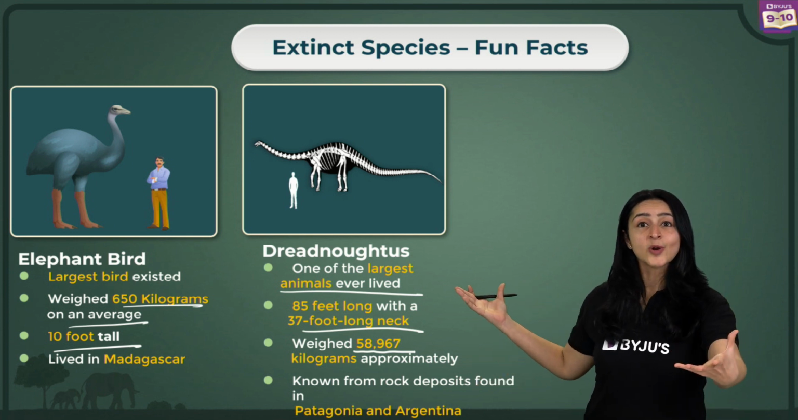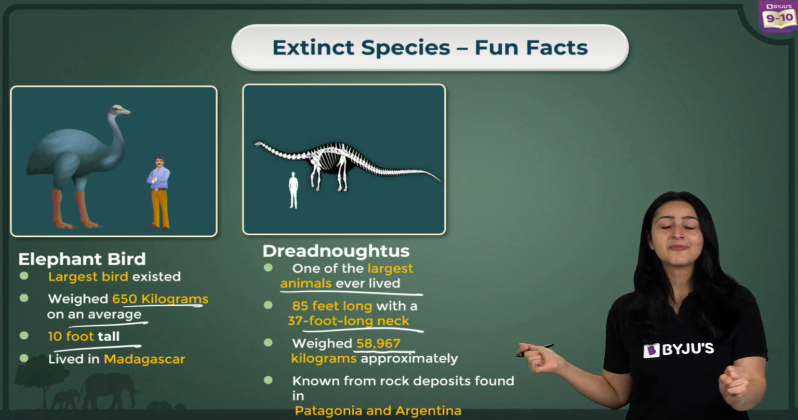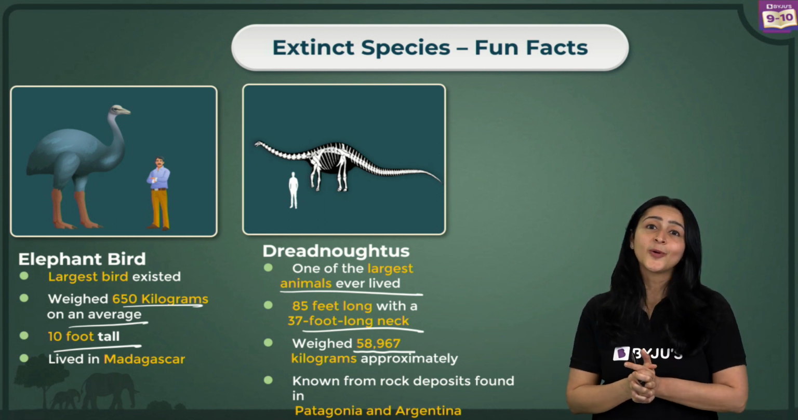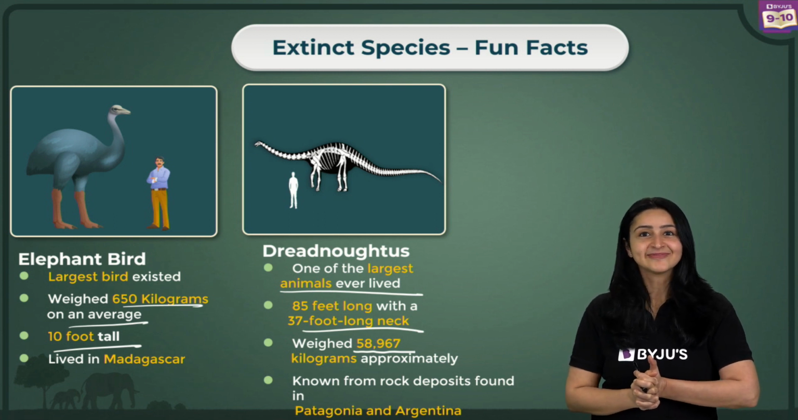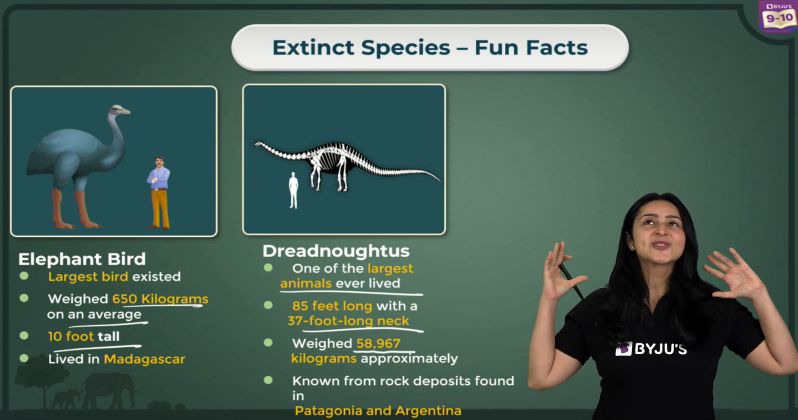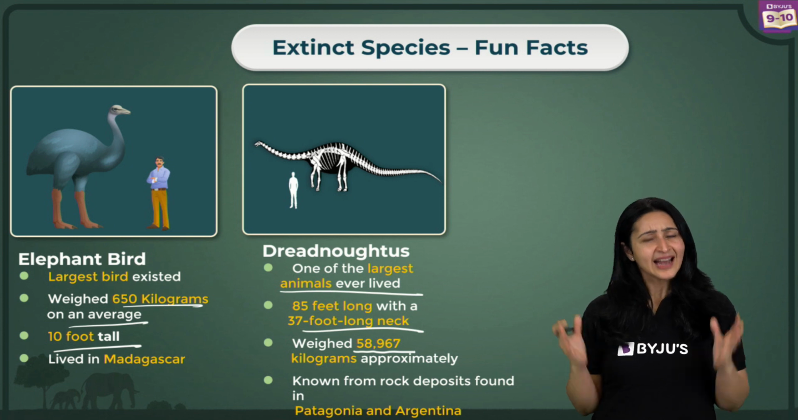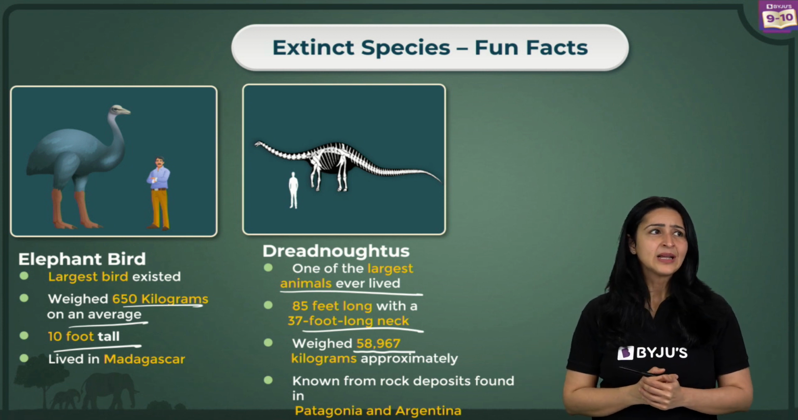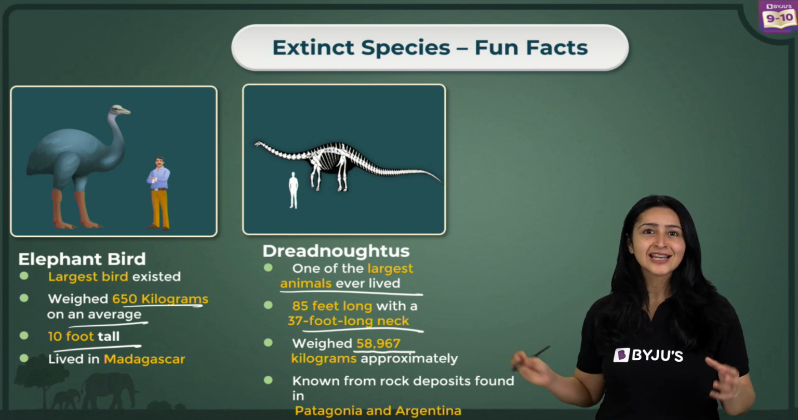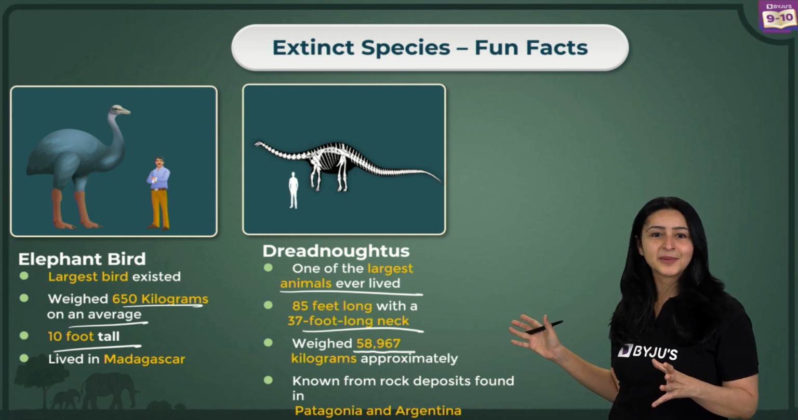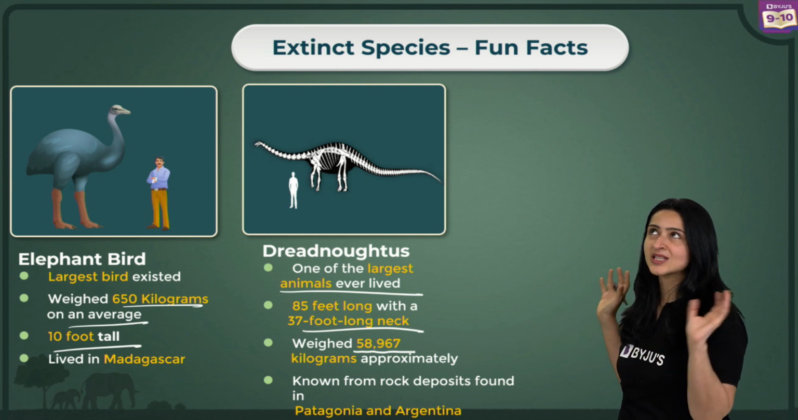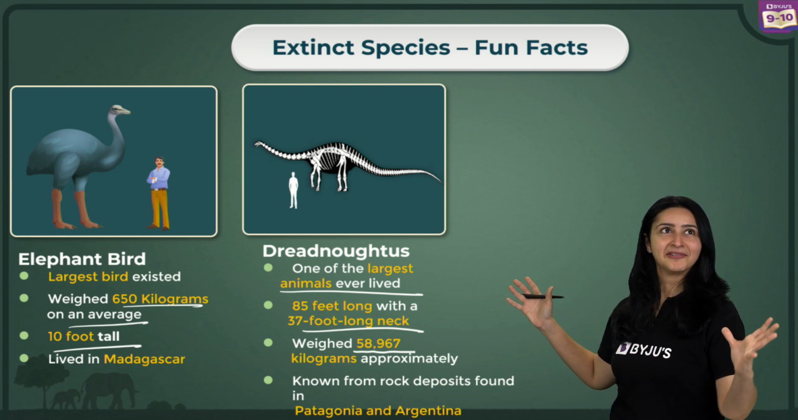Now, how did we know about them? We got to know about them from the rock deposits that were found in Patagonia as well as Argentina. Isn't this so interesting? And actually, if you think about it, it's also so sad that we will never have a chance to see these wonderful species. I mean, I would have loved to take a look at what these animals look like, especially the elephant bird.